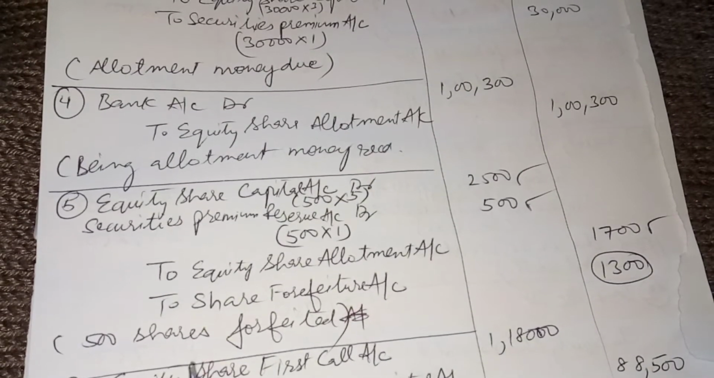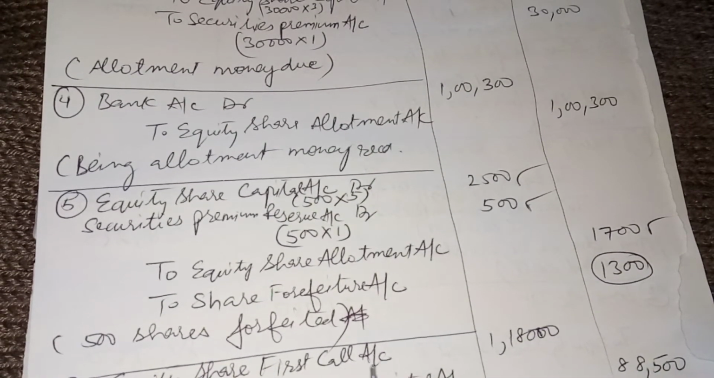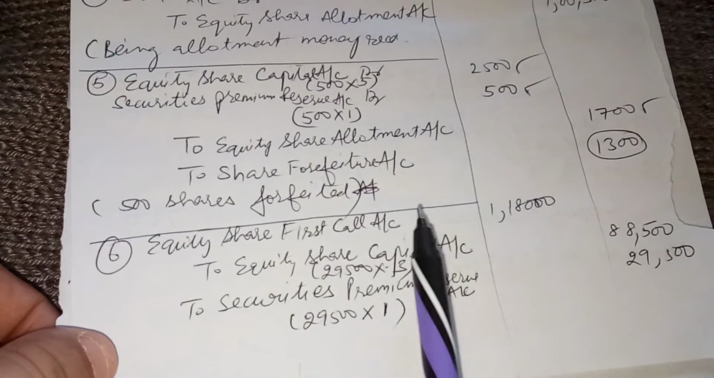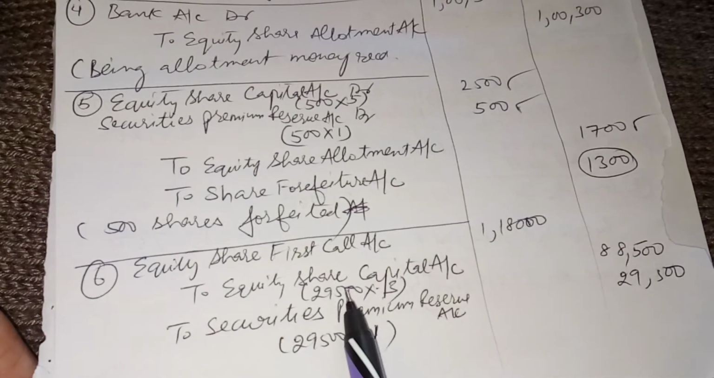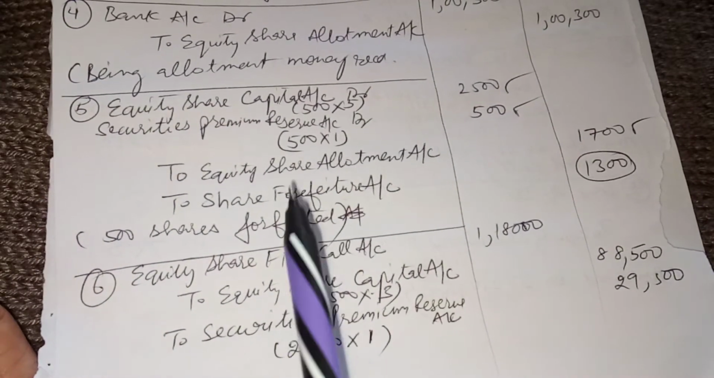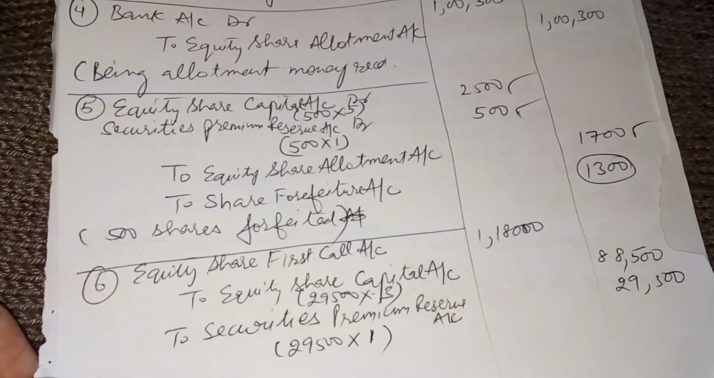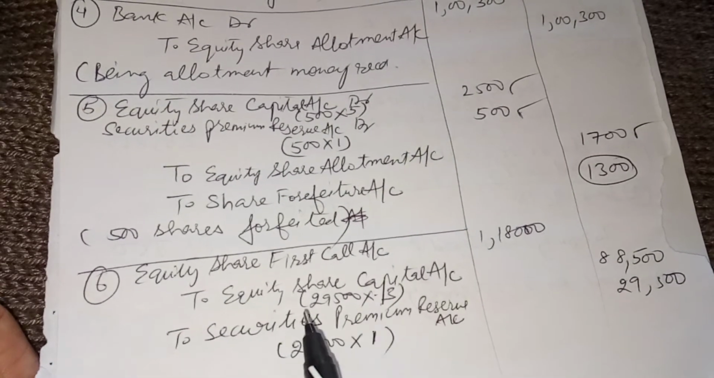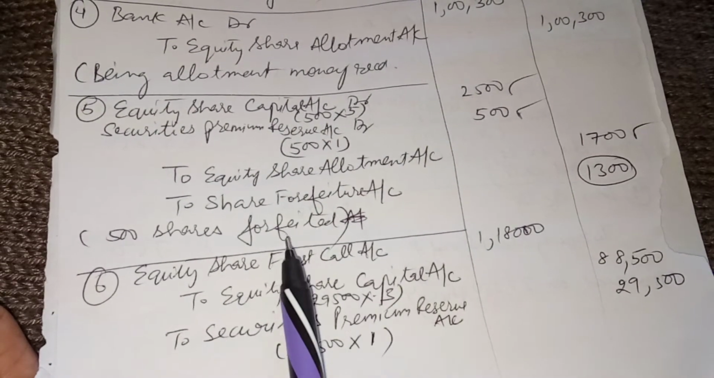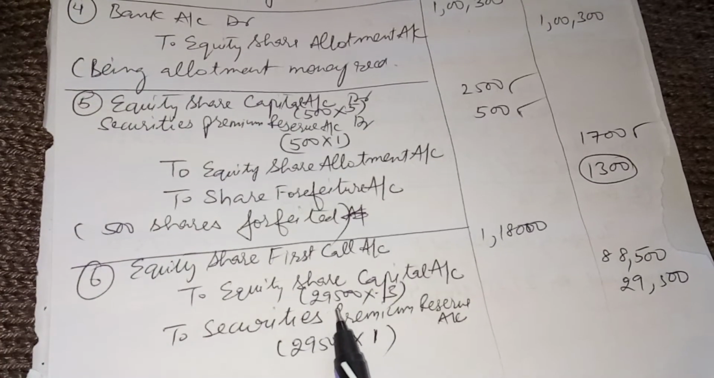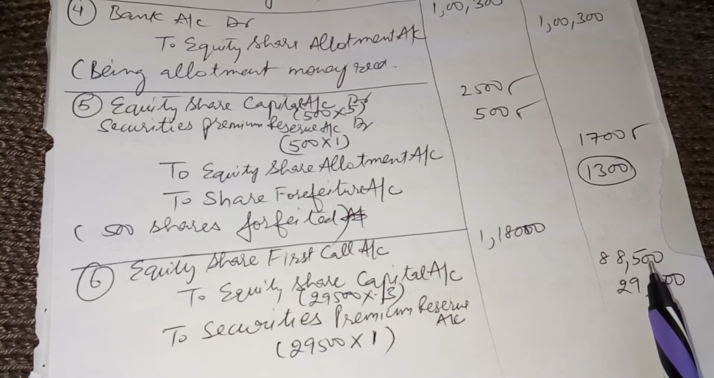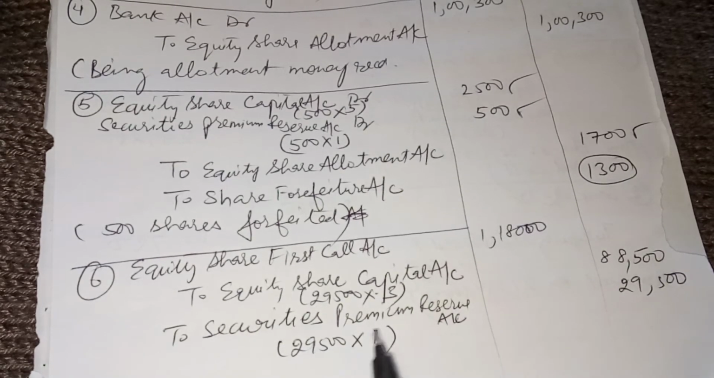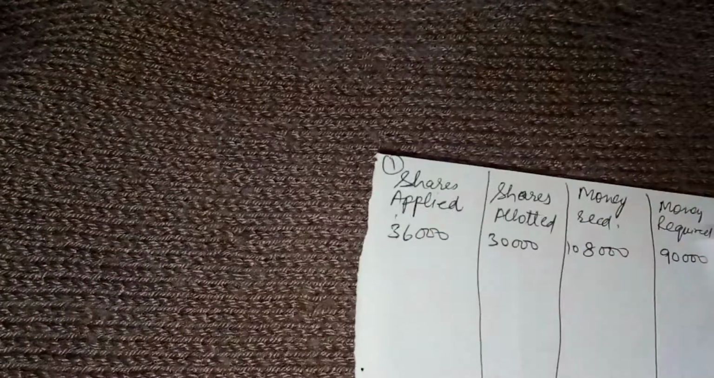Then equity share first call money due, equity share first call account debit to share capital and securities premium reserve account. 30,000 shares were there, out of which 500 were forfeited, so 29,500 were there. So first call was made on 29,500. 29,500 into 3, 88,500 will be credited to share capital account, and securities premium reserve account 29,500.